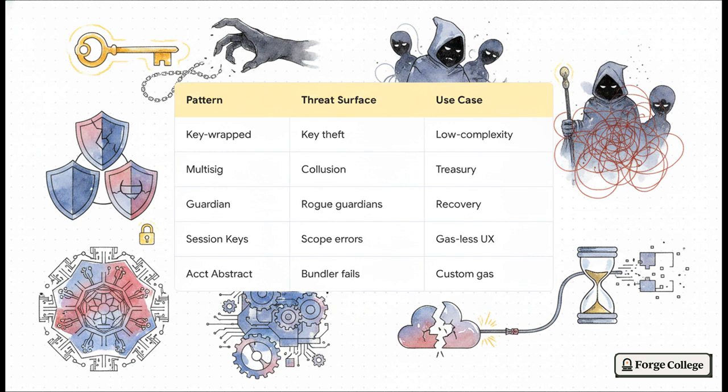Then you have multisig, which requires multiple approvals. Fantastic for managing a massive treasury, but now you have to worry about your signers colluding. You've also got social recovery, session keys, and account abstraction. The big takeaway here is that every single time a structural design solves a specific operational problem, it introduces a completely new threat surface. Let's actually break a few of these down a bit further.